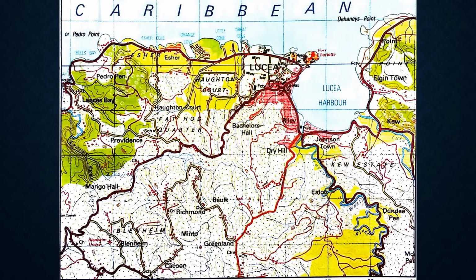Now, here we have our activity that we're going to do. We want to find out what is the bearing of the market from the school at Fat Hog Quarters near New Providence right here. So here's our market in Lucy. We want to find the bearing of this market from this school right here.